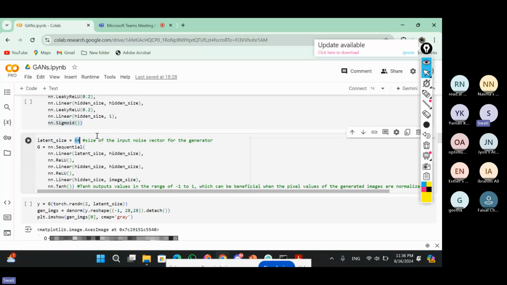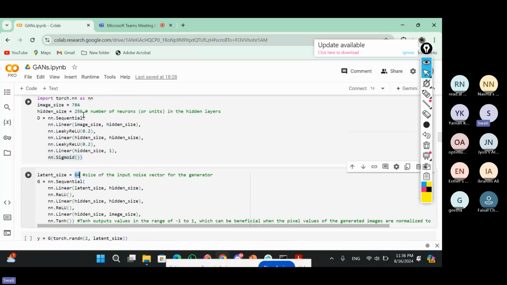So yes, the hidden size again we have defined as 256. Here we are giving this ReLU. Here we are not using leaky ReLU. You can try with that. There is no issue with trying. Okay, I just didn't do it here, but you are welcome to try leaky ReLU here as well and see if there are any changes.